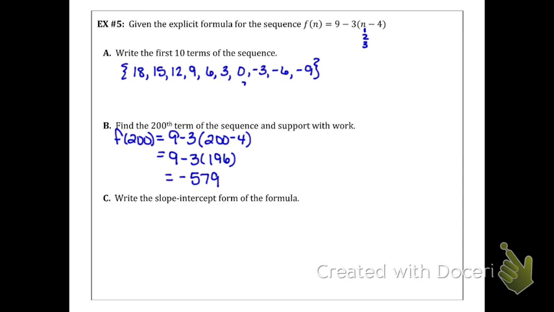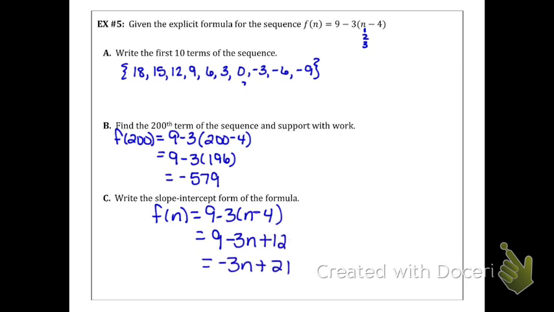Then we'll also write the slope-intercept form of the formula. So they gave me f of n equals 9 minus 3 times n minus 4. We just need to simplify that. So we got 9 minus 3n plus 12. So negative 3n plus 21. And so there's our slope-intercept form of that formula.